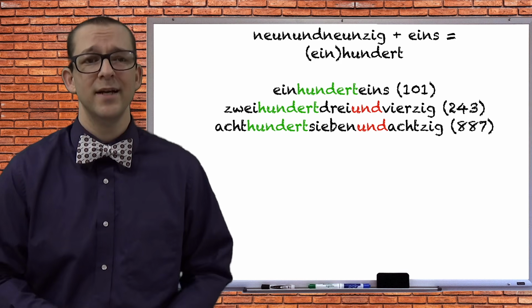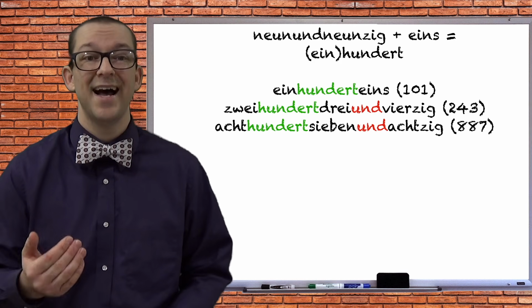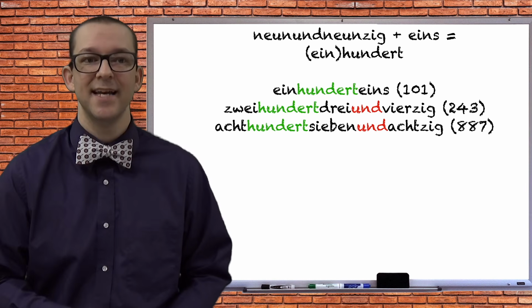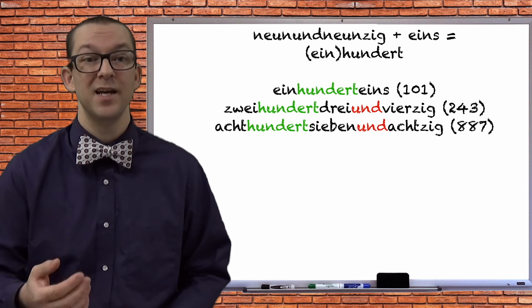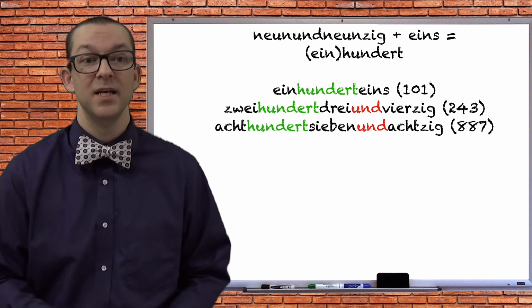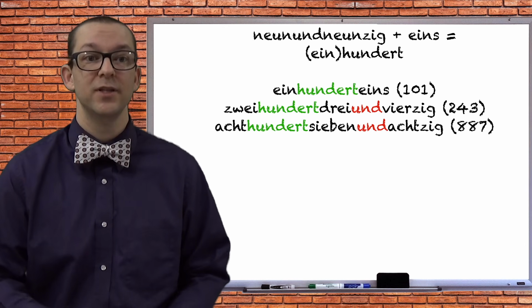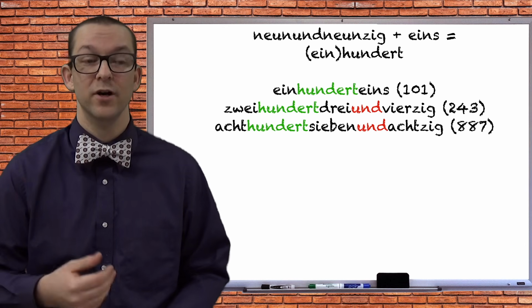Once you get to 99 in German, you get to 100, which you can also just say as hundert. Then you have to put the number after the 100 behind the word 100. If you have more than 100, you put the number of hundreds in front of the word 100.